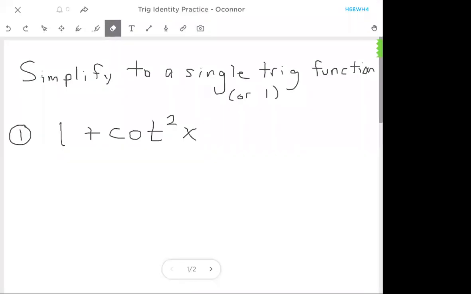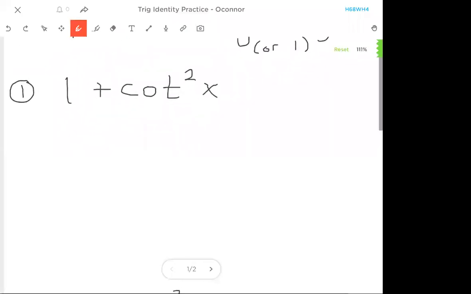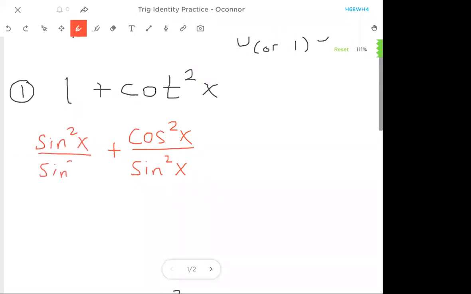All right, I will go over these. These are the first ones, and you guys seem to do okay. I know these were the same ones we actually had just done, but it's good practice. First thing, we want to write things in terms of sines and cosines. So I know that cotangent squared is the cosine squared over sine squared. And so if I want to add that to 1 to get a nice common denominator, I'm going to write that 1 as sine squared x over sine squared x.